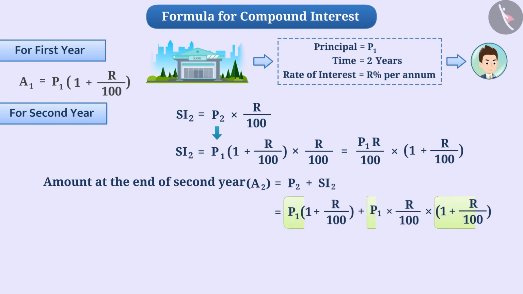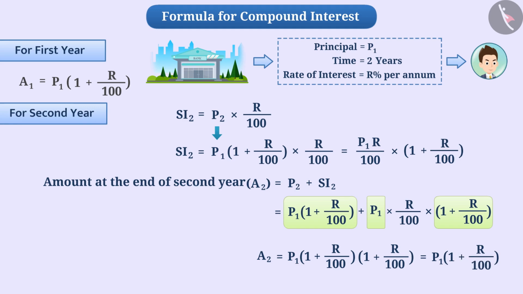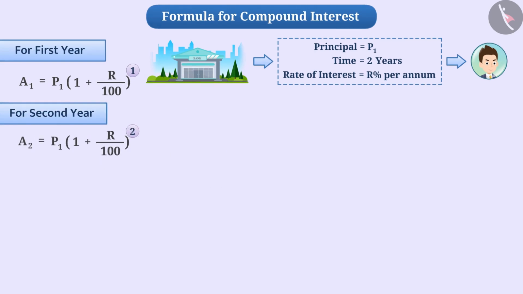If we take P1 into bracket 1 plus R by 100 as common, then we can write A2 is equal to P1 into bracket 1 plus R by 100 into bracket 1 plus R by 100, means P1 into bracket 1 plus R by 100 bracket raised to the power 2. We see that power in amount 1 plus R by 100 for first year is 1 and power of amount for second year is 2. So, can you now tell me if we have to find the amount for third year, then what will be the formula? Think.